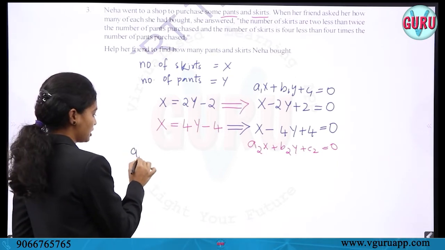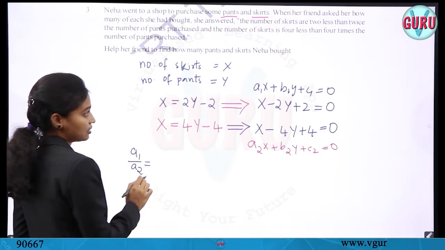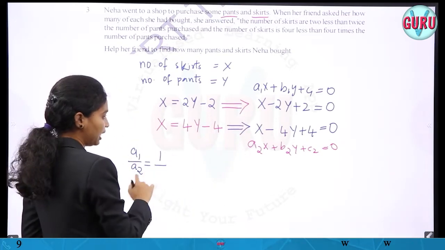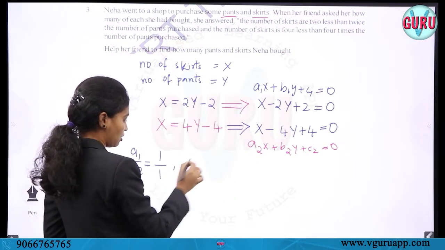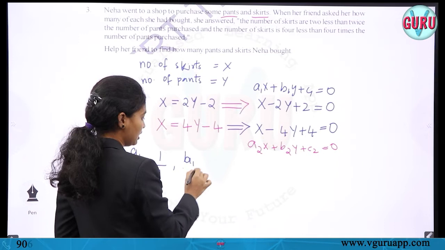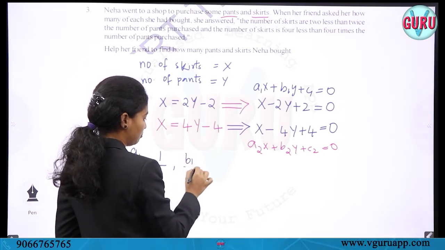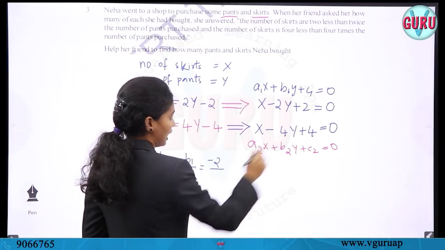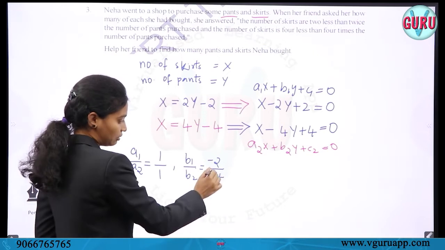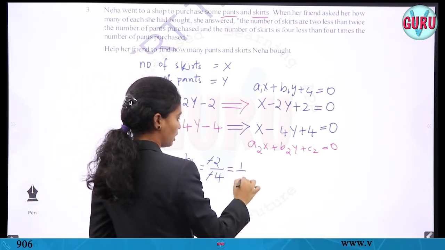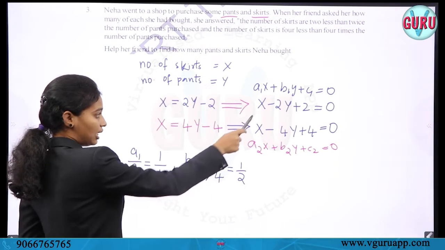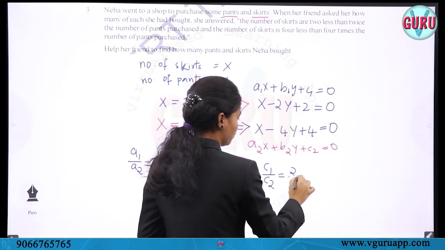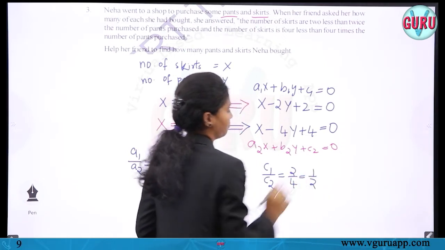So if I take the ratios a1 by a2, that is equals to, a1 is 1, the coefficient of x, that is 1, by a2 is again 1, comma, b1 by b2 is, we know b1 is minus 2 and b2 is minus 4. Minus gets cancelled, this is equals to 1 by 2. And the third c1 by c2 is 2 by 4, that is equals to 1 by 2.